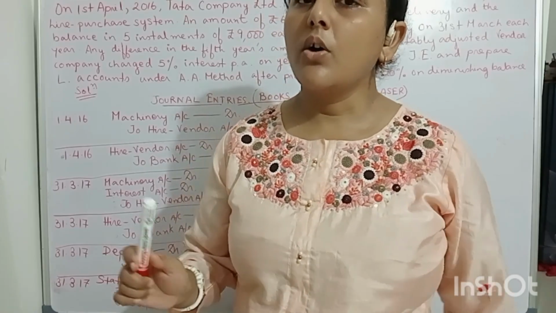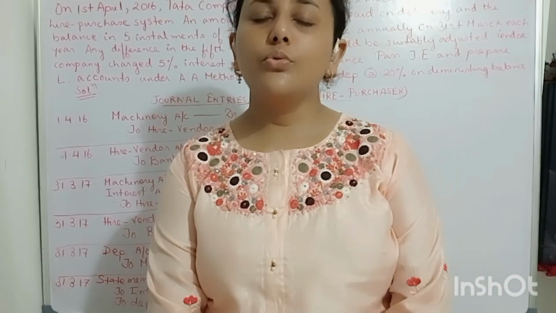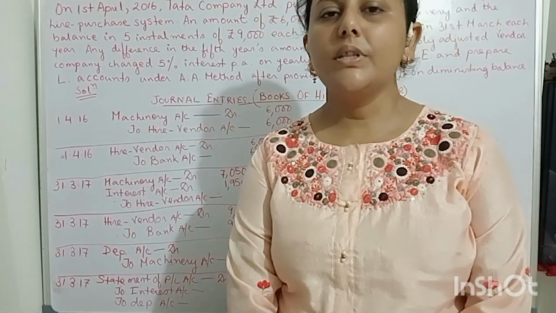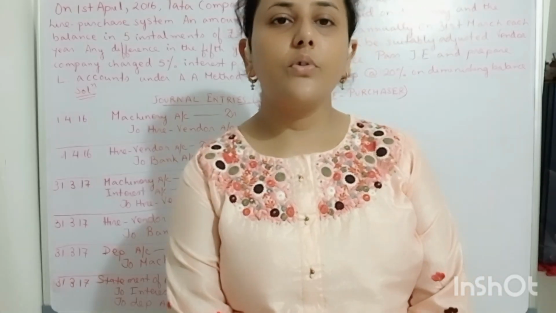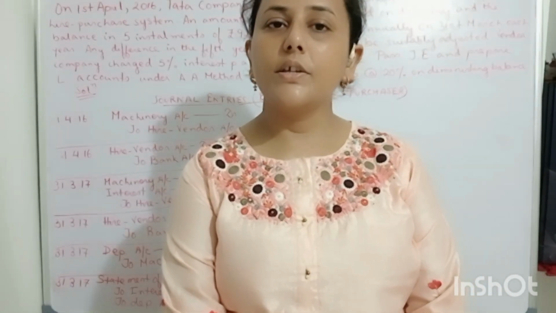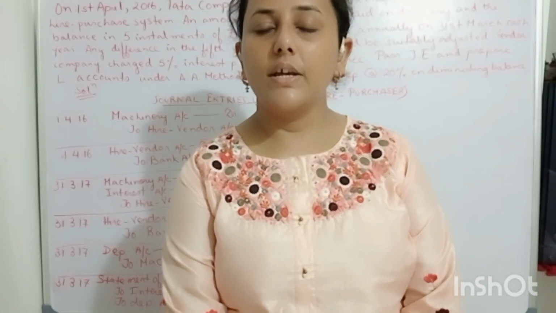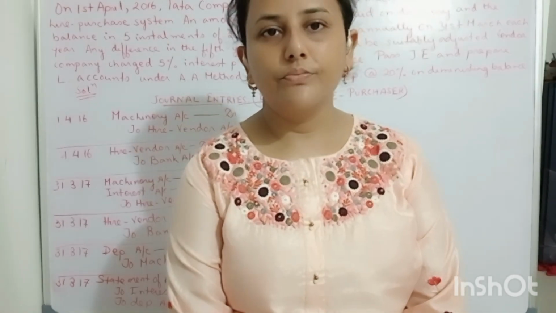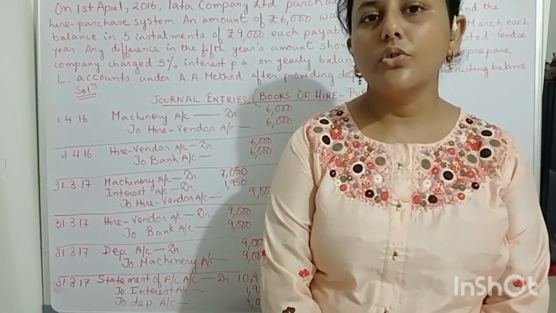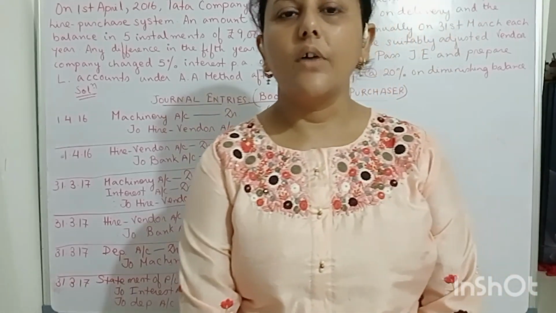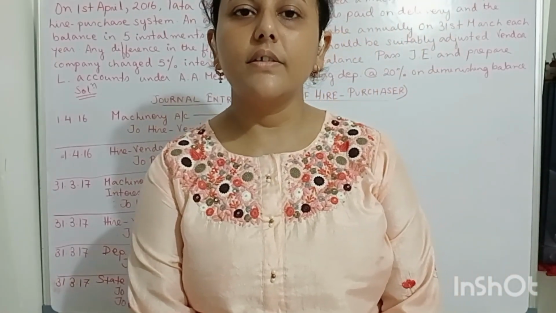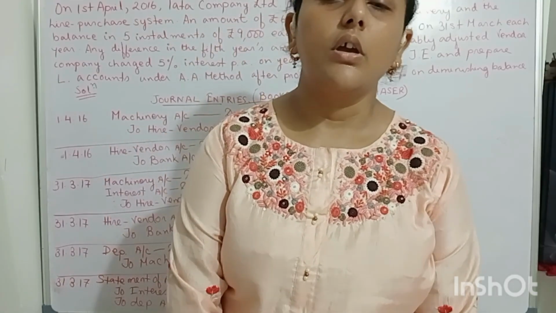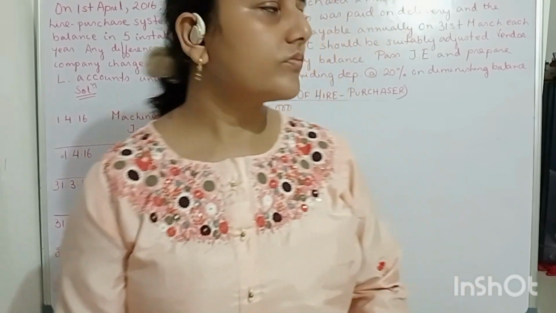Now here I'm going to do illustration number 17 from B.B. Dam book, where it has been asked to pass journal entries in the books of the hire purchaser under the asset accrual method, and to prepare ledger accounts, after providing depreciation at the rate of 20% on the diminishing balance method. Okay, so you just see the sum.